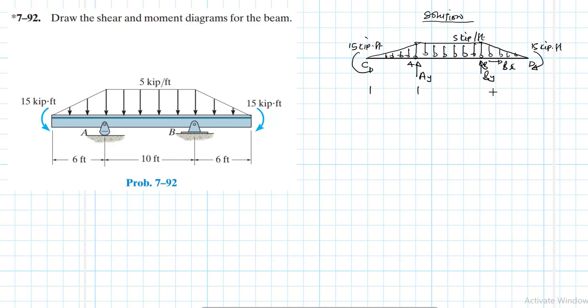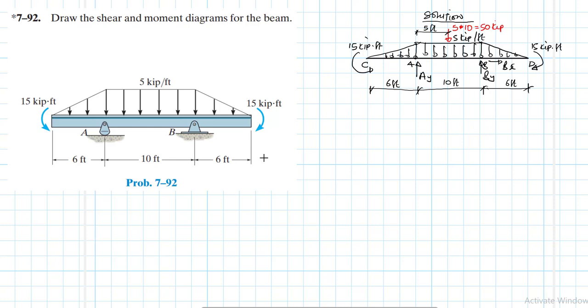And the dimensions are as follows. I have 6 feet, I have 10 feet, and I have 6 feet. So I'll have an equivalent force somewhere here, and this equivalent force is just 5 times 10, which gives me 50. Okay, 50 kips. And this is acting at half the length of 10, which is just 5 feet.